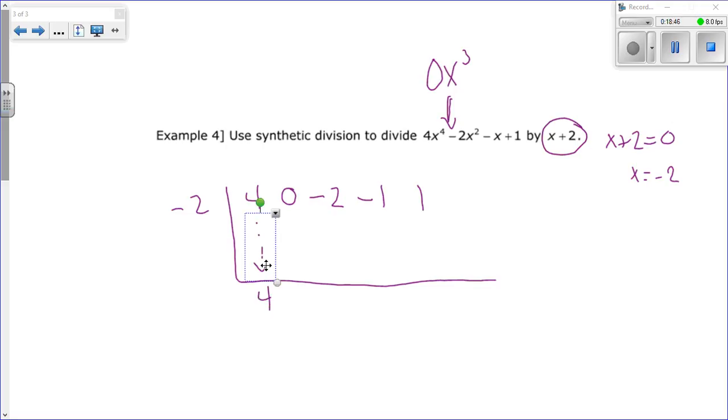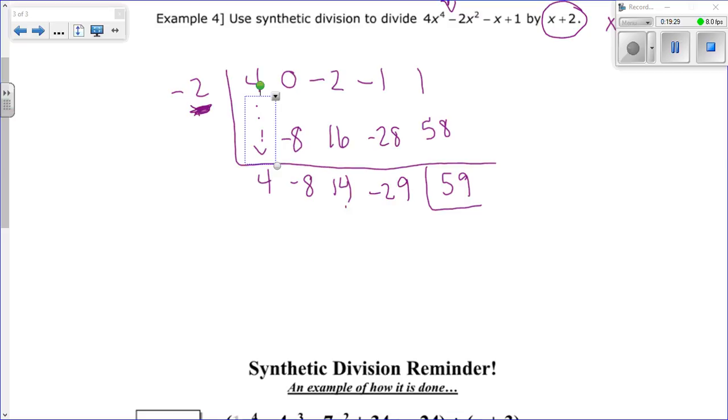Okay, and then I say negative 2 times 4 is negative 8. 0 plus negative 8 is negative 8. Negative 2 over here times negative 8 is positive 16. Negative 2 plus 16 is 14. Negative 2 times 14 is negative 28. Negative 28 and negative 1 is negative 29. Negative 2 times negative 29 is positive 58. So I have a remainder, and my remainder is 59.